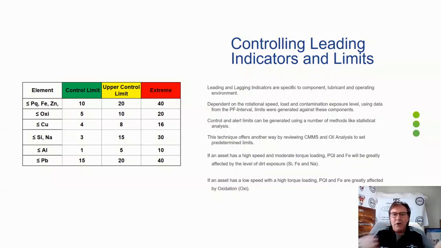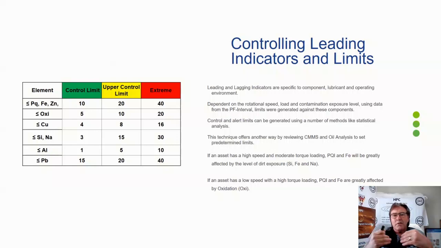So control and alert limits can be generated using a number of methods like statistical analysis, or another technique is reviewing the CMMS, the SAP data, and oil analysis to set these limits.